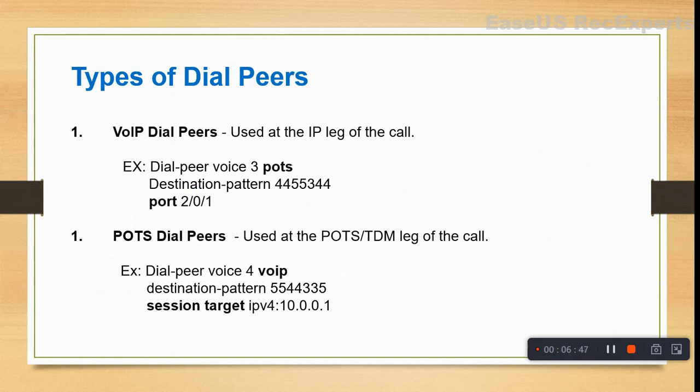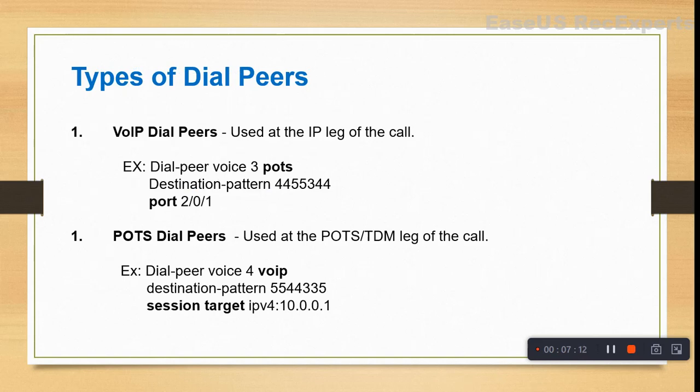So when you have a PRI or FXO, or you want to receive a call or send a call to or from a PRI or FXO, you need POTS dial pair. And when you want to receive or send a call with SIP and H323, you need a VoIP dial pair, right?